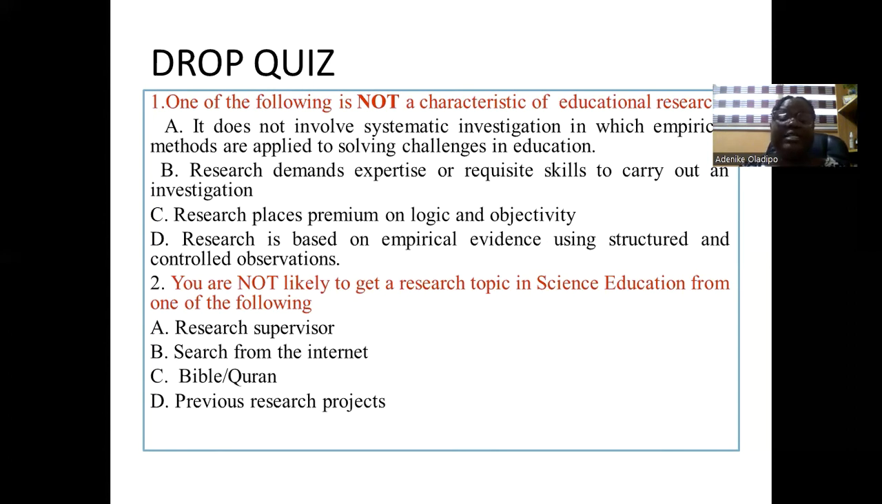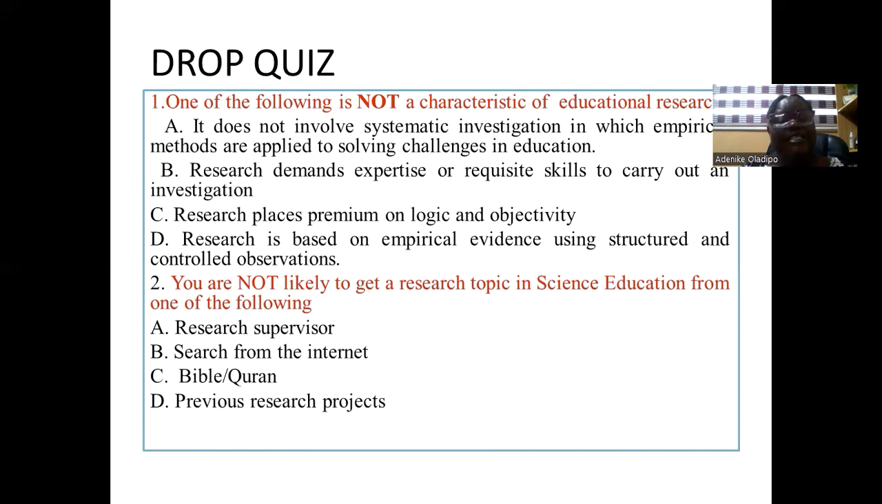C, research places premium on logic and objectivity. D, research is based on empirical evidence using structured and controlled observation. Choose an option that you think is correct. Number 2 says you are not likely to get a research topic in science education from one of the following sources. A, research supervisor. B, search from the internet. C, Bible, Quran. D, previous research projects.